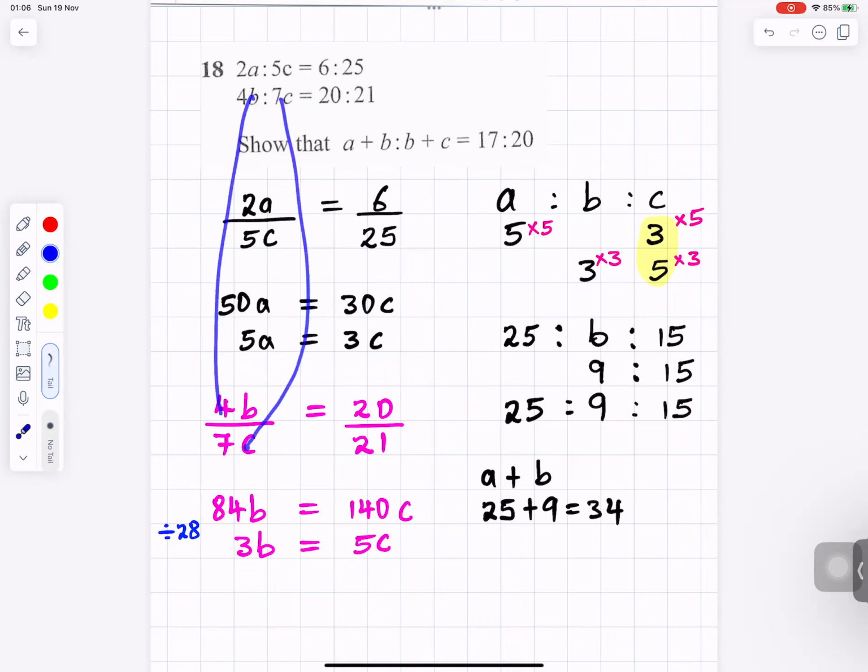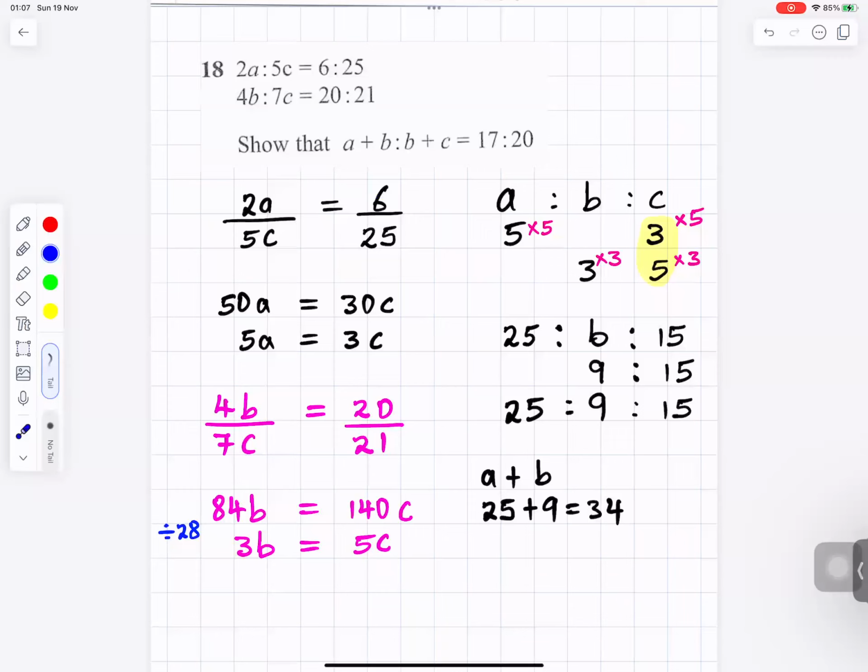4b divided by 7c is equal to 20 divided by 21. So you cross multiply. 20 times 7c is 140c. 4b times 21 is 84b. You divide by 28, you get 3b is equal to 5c.